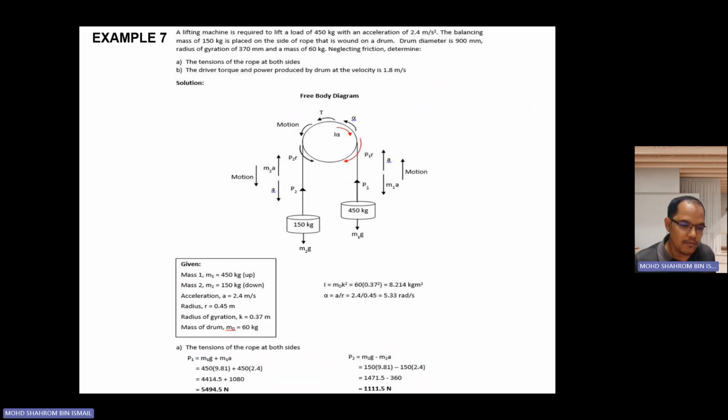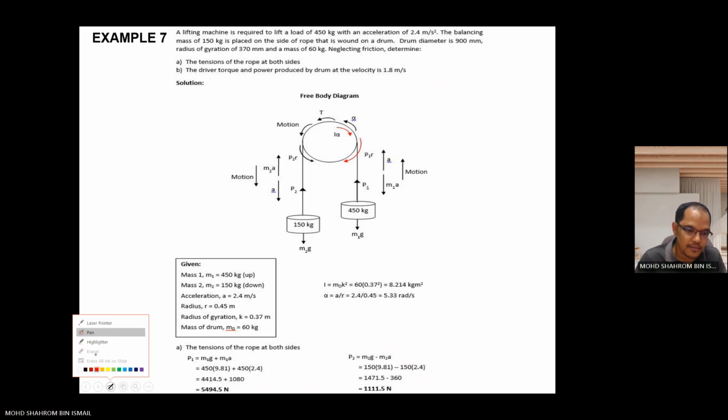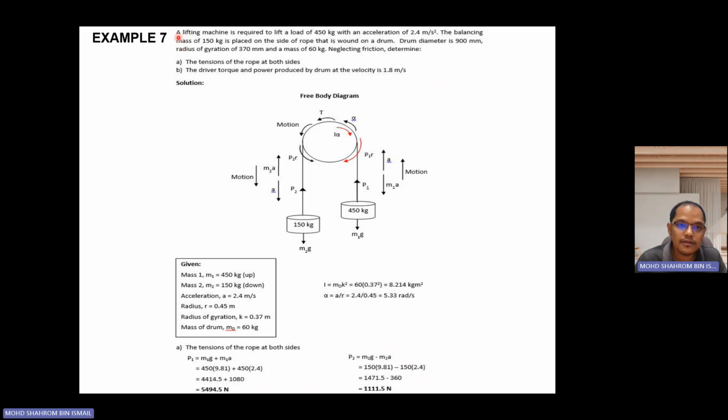So we go to example 7. It states here: a lifting machine is required to lift a load of 450 kilograms with an acceleration of 2.4 meters per second squared. Since it lifts up, a balancing mass of 150 kilograms is placed on the other side of the rope. This one is the balancing mass. The rope is wound or supported on a drum, so the drum is here.